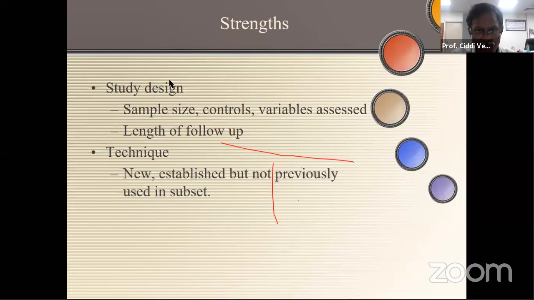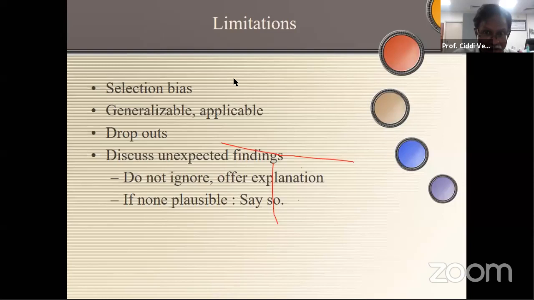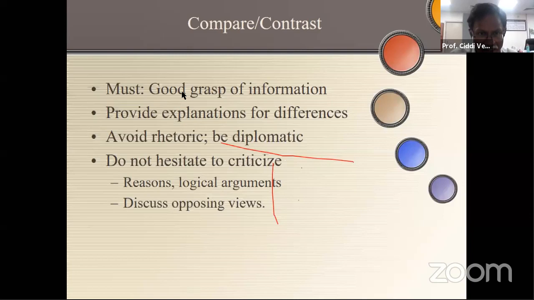And what is your study design? Sample size, control, variables assessed, length of follow-up, techniques newly established or previously used. And what are your limitations? Selection bias, dropouts. Suppose you have done a clinical trial and a few subjects have dropped out. Why have they dropped out? Don't ignore the unexpected findings. Sometimes you get unexpected results, which you should be able to explain, and you can put them under the limitation category. Now you can compare and contrast, with a good grasp of information, provide explanations for differences, and do not hesitate to criticize. You can criticize the earlier reports by reasoning and logical arguments and discuss opposing views. That is what opposing reviewers will ask you when you try to upload any paper.